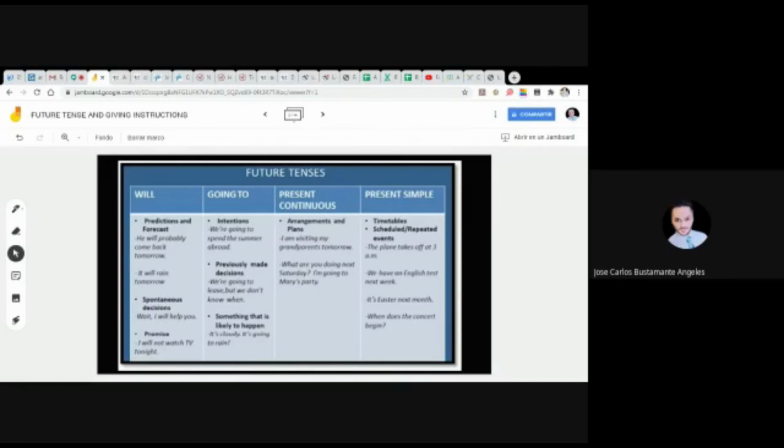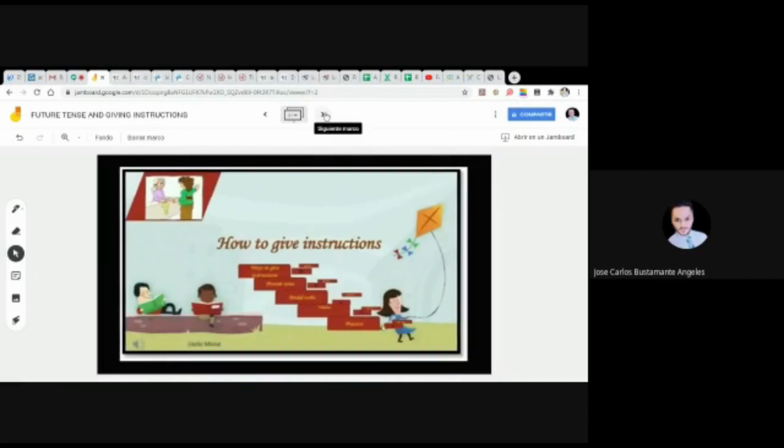So I mean they're going to happen. Okay? And present simple with timetables, schedules, and repeated events. Remember that present simple worked also as a future aspect, as a future tense. So we've got here the timetable, the schedules, and repeated events. If you can handle this topic, this chart, believe me, future tenses are going to be a piece of cake for you. Okay, so this is just a quick reminder for you.